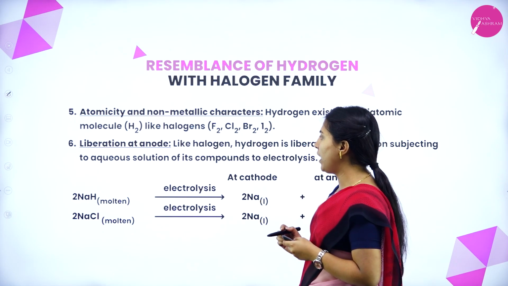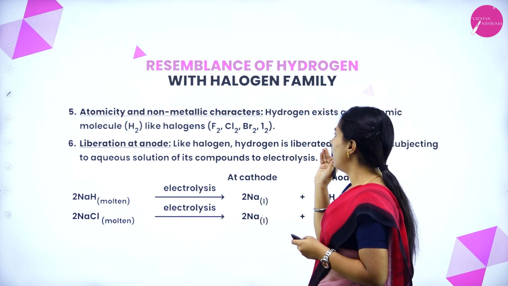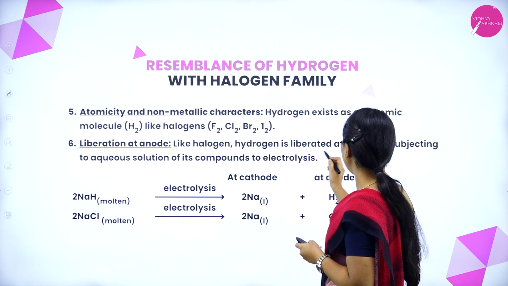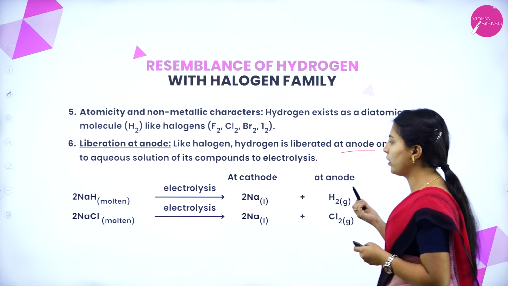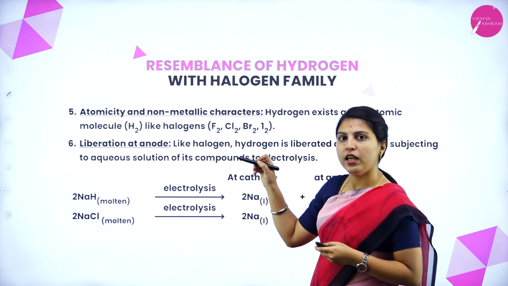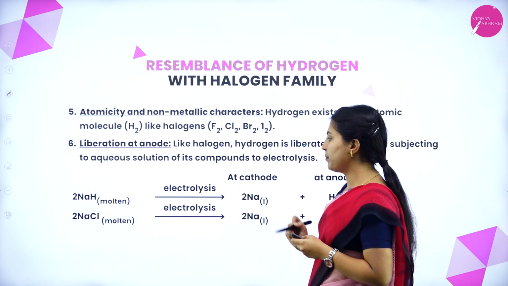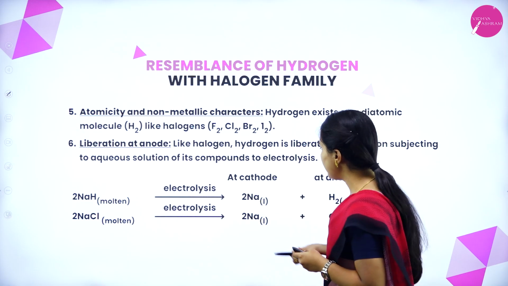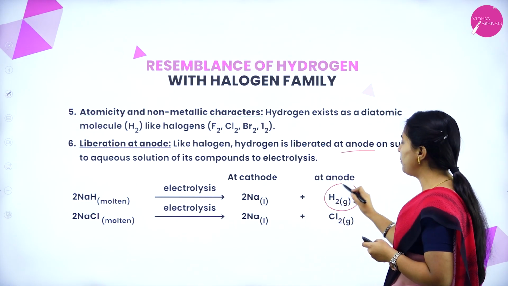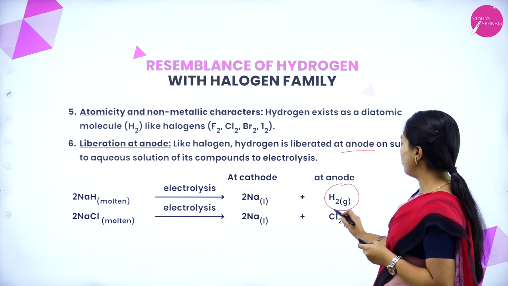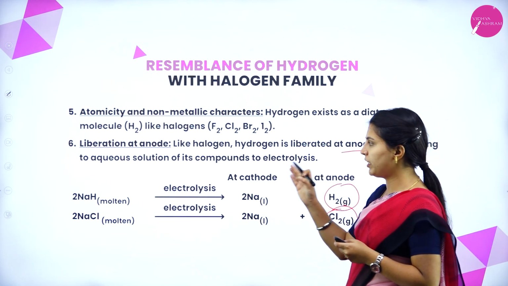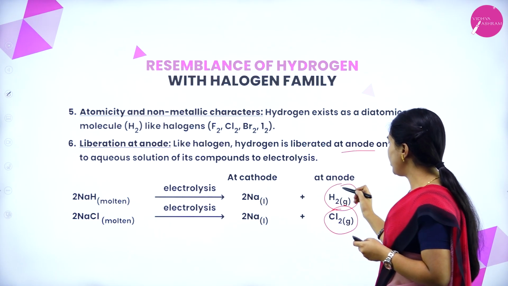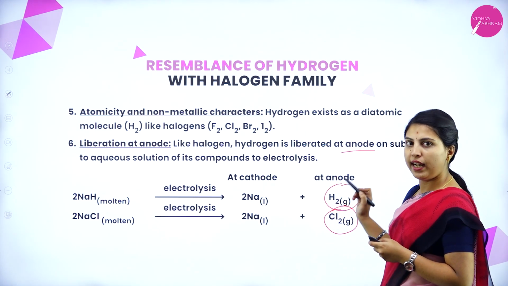Next, liberation at anode. Like halogens, hydrogen is liberated at the anode on subjecting the aqueous solution of its compounds to electrolysis also. Whenever electrolysis of some compound is done in the molten state, there is a chance of hydrogen being liberated at the anode also, like halogens. This is another concept: when electrolysis is done in the molten state, H2 will be present at the anode.